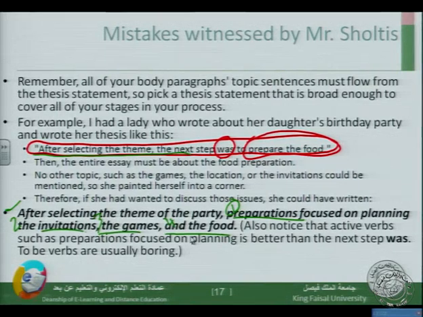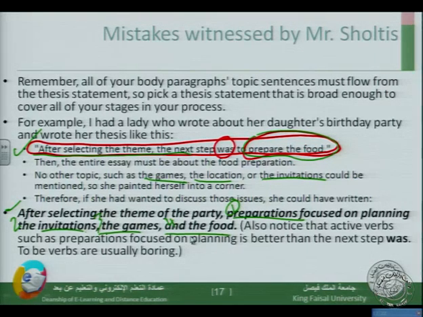Okay? Where was the mistake? The mistake here: she only mentioned something in her thesis statement about preparation of the food, but then she switched the subject matter and talked about the games, location, invitations, and she mentioned all of these things, although they are not mentioned in her thesis statement. So this is a mistake that you need to avoid.